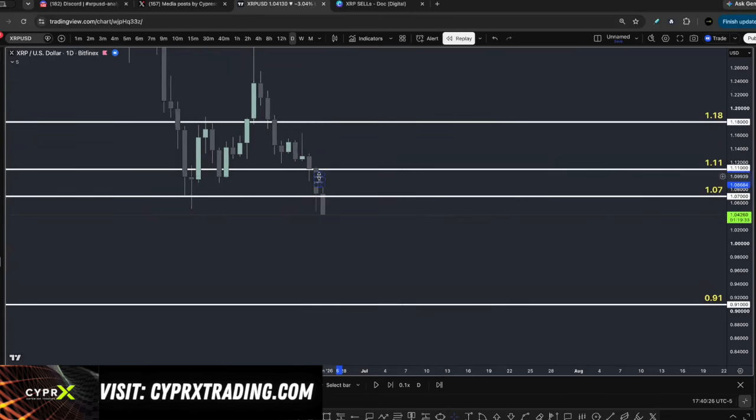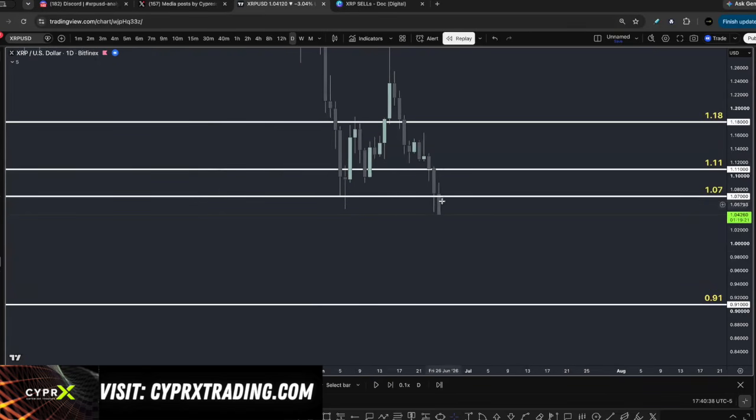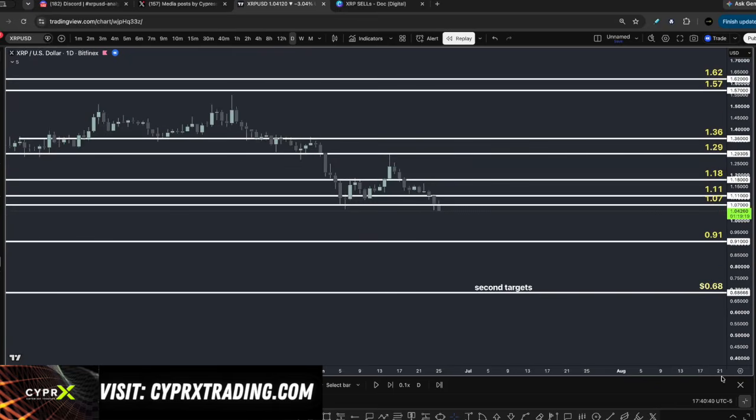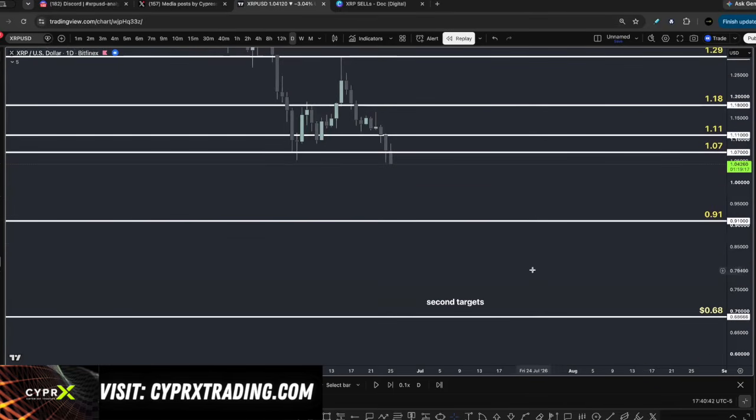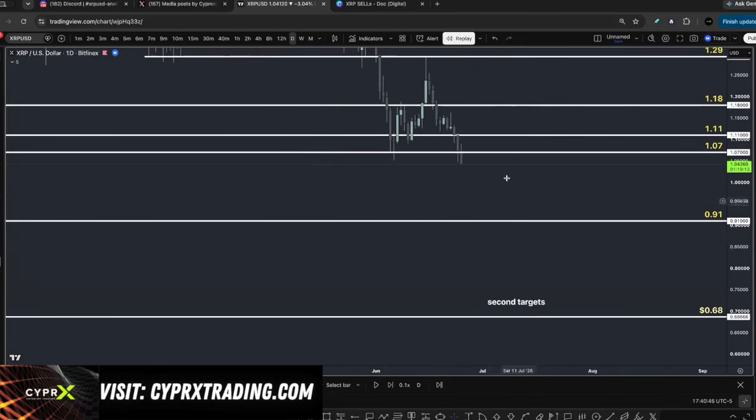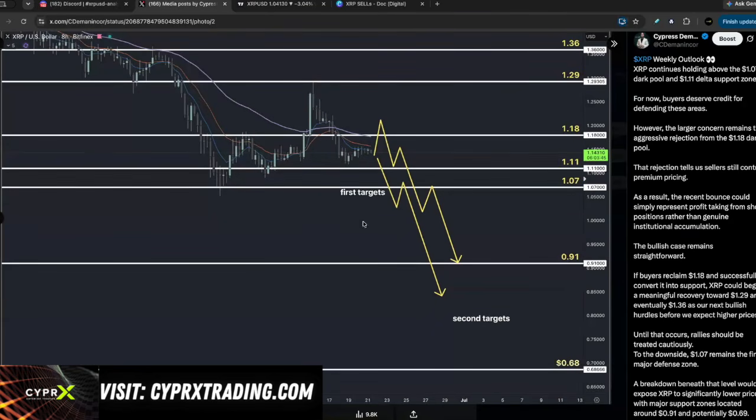You can see that sellers are clearly in control. If we cannot see buyers make some formal attempt to start to hold price and push it back above $1.07 and $1.11, then be prepared for a nice liquidity grab and drop down into 91 cents. Remember that we have bearish targets all the way down as low as about 68 cents on XRP. And we have been talking and discussing about this for some time now.